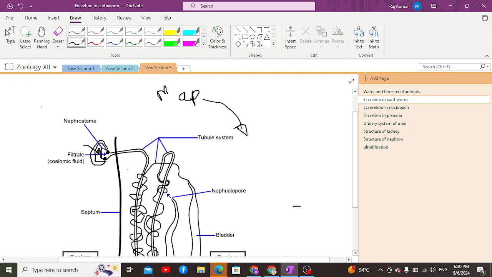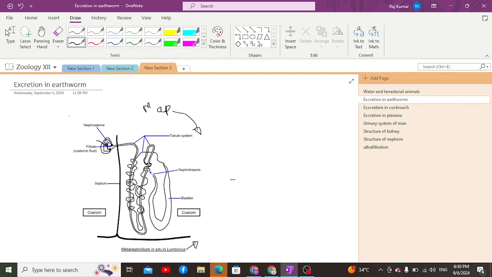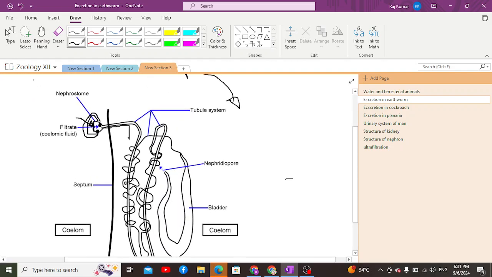Now what actually happens in the tubular system, that is, from the nephridiostome, the filtrate which is formed by the filtration of the excretive products from the coelomic fluid is then transferred through these highly coiled tubules, such that these highly coiled tubules are surrounded by a bunch of capillaries which actively reabsorb materials from the filtrate within the nephridia.